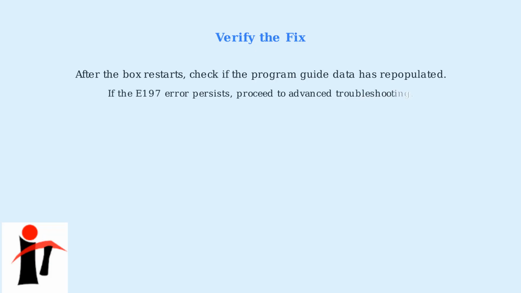After the cable box has restarted, verify that the program guide data has repopulated on your screen. If the guide appears normally, the E197 error has been resolved. If not, you'll need to proceed to more advanced troubleshooting steps.